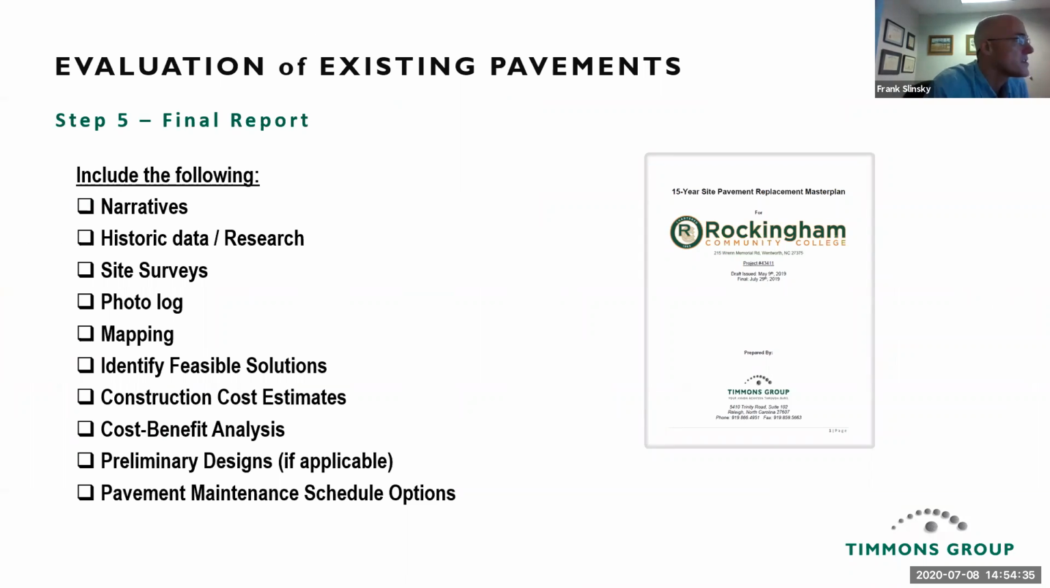So we're at step 5 of the final report. In that, we wrap up all the information that we've gathered and learned and coordinated on. And that's when you prepare a narrative, get all your historical data and research together, put all your site surveys together, your photo log, your mapping, you identify your feasible solutions, have your construction cost estimates in there, cost-benefit analysis, preliminary designs if applicable, and pavement maintenance schedule options are identified.